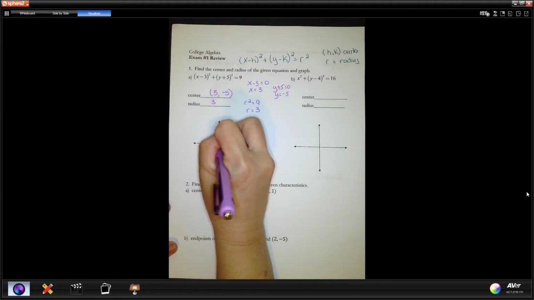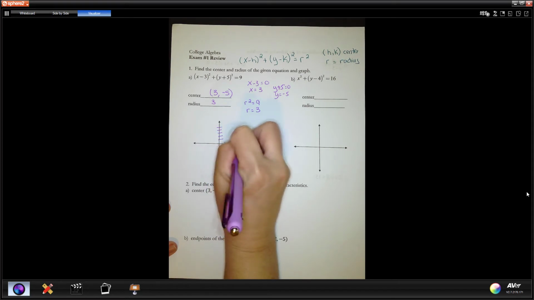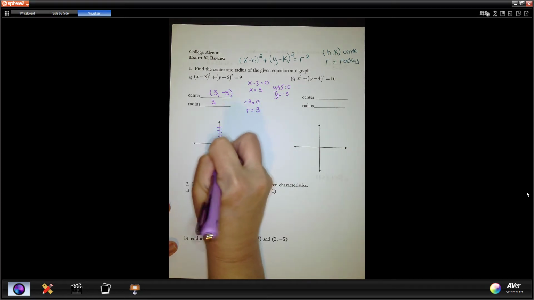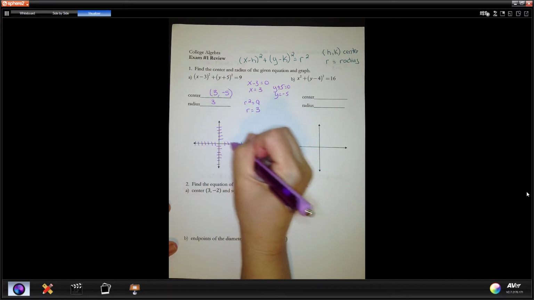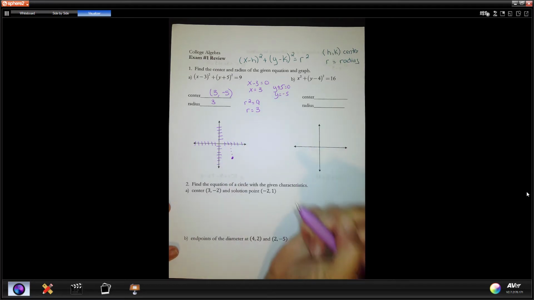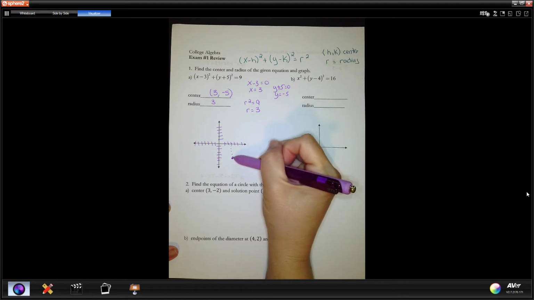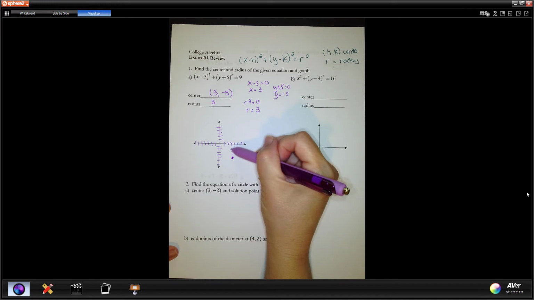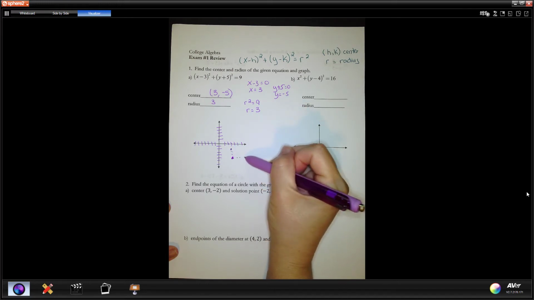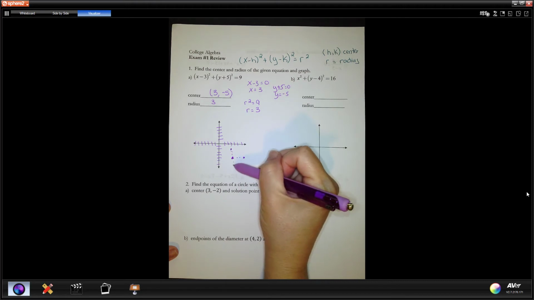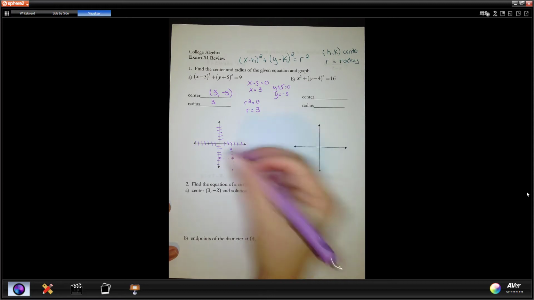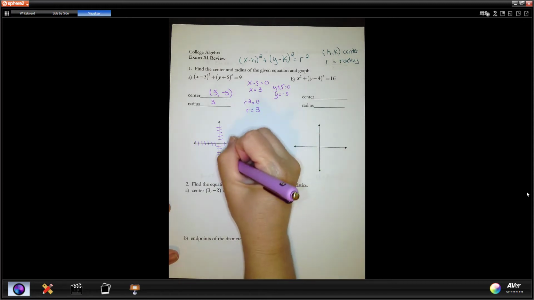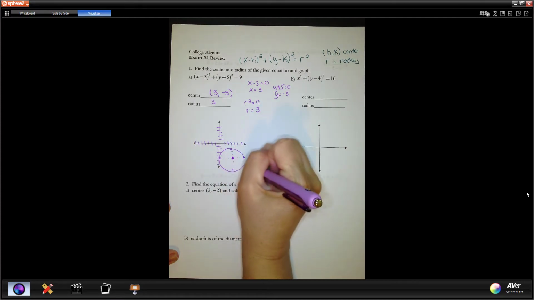If we are going to graph that, we are going to go over 3, 1, 2, 3, down 2, 3, 4, 5, make our center, and then we're going to go up 3, to the right 3, down 3, and then also back 3. Then we would have our points of our circle, and we would draw that, obviously, to the best of our ability.